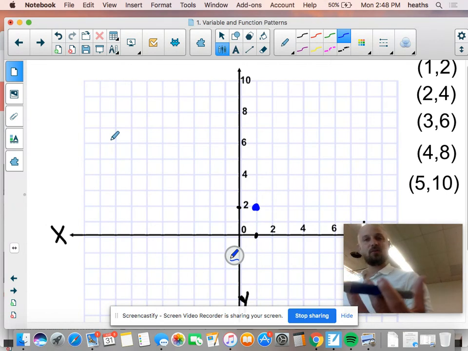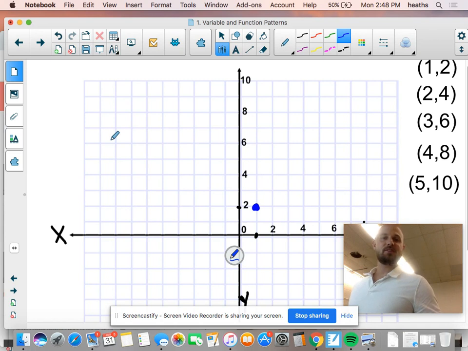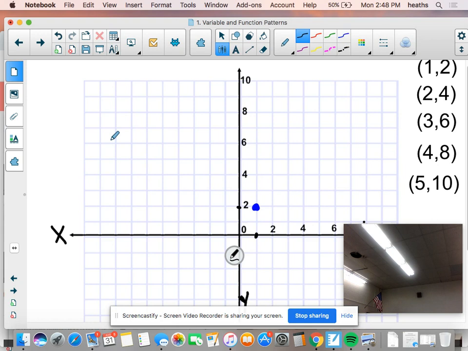Let's try again with 2 and 4. So 2 is the first number, which is always going to be found on the x-axis. So that's going to be right here. And then on the y-axis, it's 4. So that is going to be graphed right there. If we do 3 and 6, remember the 3 is on the x-axis, the 6 is the y-axis. You meet where those two intersect. That would be another dot.